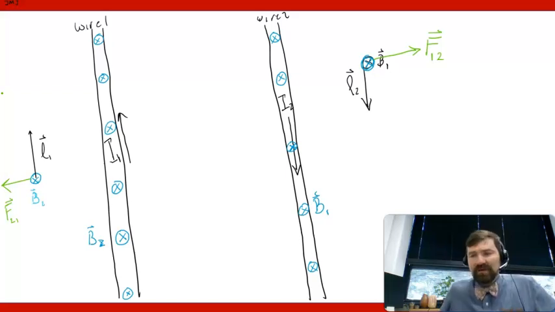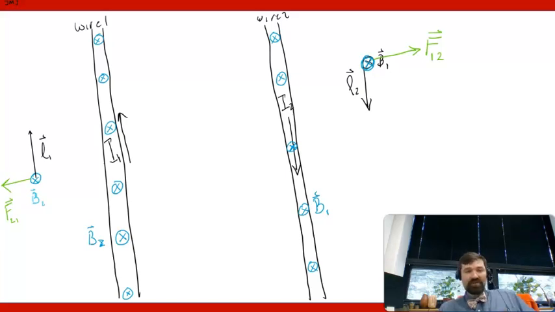I'll let you think about which of these two forces is the larger, or if they're equal. If we were to assume a standard separation of R, but this current is maybe 2 times bigger than this current, think about what the ratio of these two forces is. Is it 2 to 1? Is it 1 to 2? Is it 1 to 1? Etc.